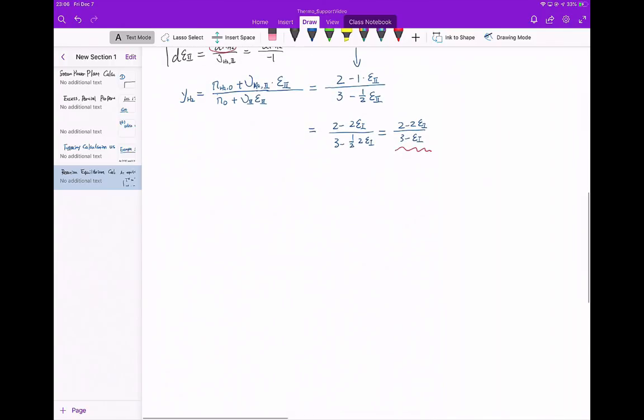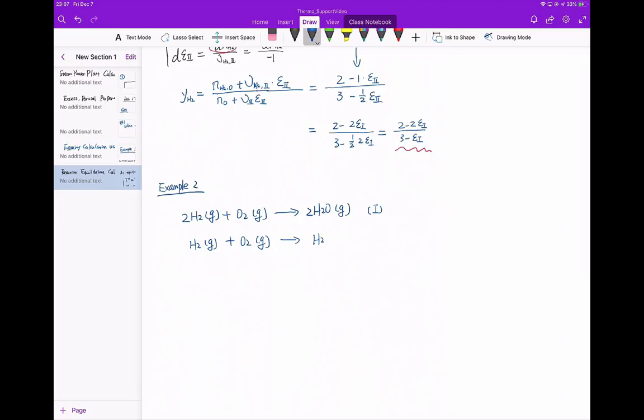And also, I want to briefly discuss two reactions. So let's say this is example two. Hydrogen in the vapor phase is reacting with oxygen for complete burning. We are going to have water in the vapor phase, so I'm going to have two hydrogen. This is reaction one. Then I could have a second reaction at some point: hydrogen is going to react with oxygen, and I'm going to have hydrogen peroxide as the second reaction.